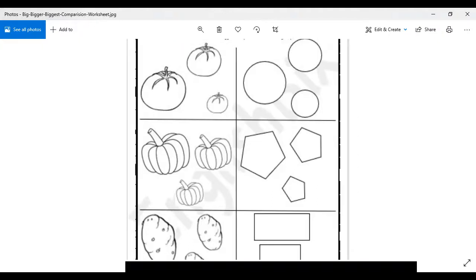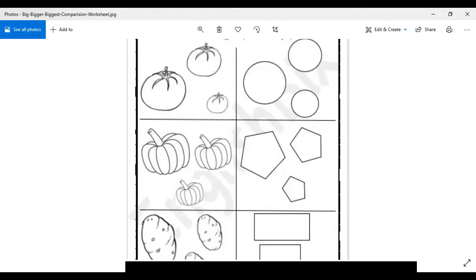Okay, let's start with the pumpkin. Which one is the big? This one, right? Okay, which one is bigger? The right one. And which one is the biggest? The left one. Excellent. In yesterday's class, I introduced you to the pentagon. Can you identify which one is the pentagon in these shapes, right? Okay, and what does pentagon mean? A shape which has five sides, right?